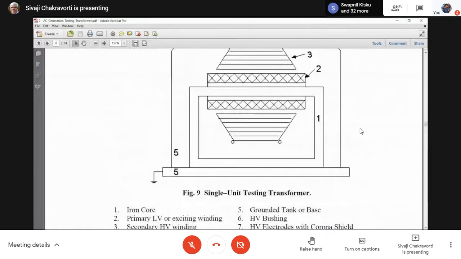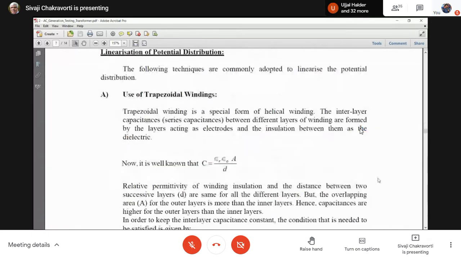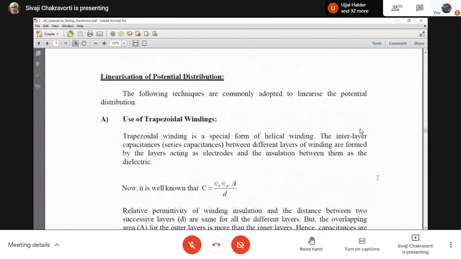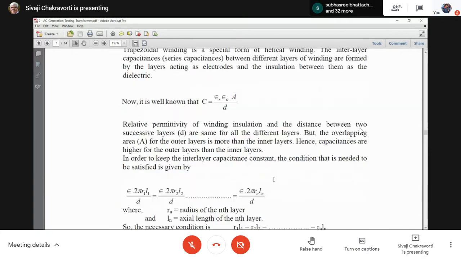Now I have already shown you that this 3 is a trapezoidal winding. Now, what is the use of the trapezoidal winding? We try to linearize the potential distribution. How? Trapezoidal windings are actually a special form of helical winding. We all know that the capacitance is given by epsilon r, epsilon 0, A by T. Now, relative permittivity of the winding insulation and the distance between two successive layers.